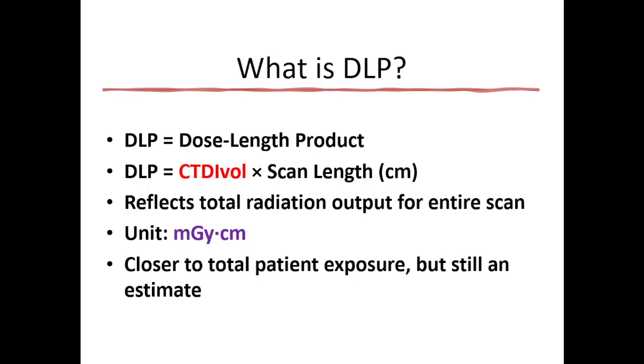Next, let's look at DLP, or dose length product. DLP equals CTDIvol times the scan length. This gives us an estimate of the total radiation output for the entire scan. It's reported in units of milligray cm. DLP is often used as a rough estimate of total exposure, although it is still not a direct measurement of effective dose.